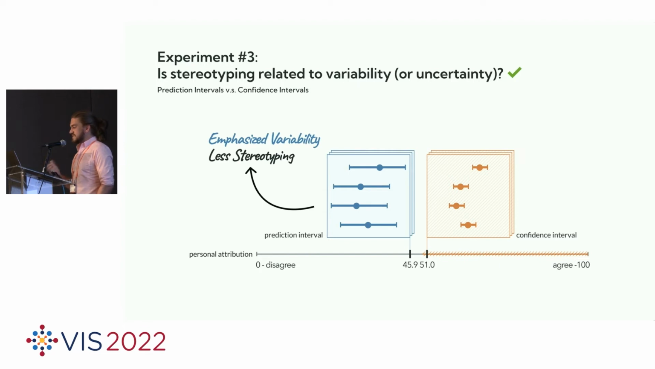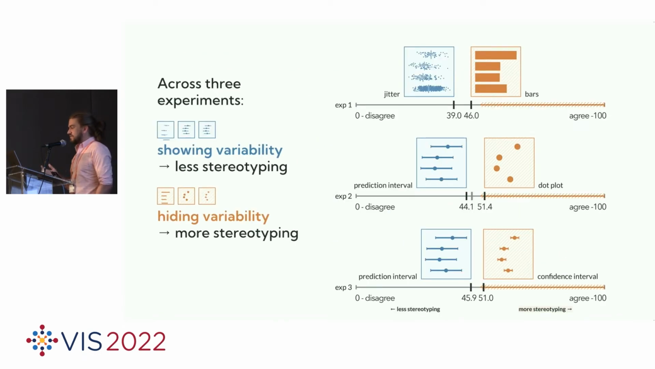This suggests that just seeing uncertainty isn't enough to impact personal attribution. Instead, it's about seeing the full variability in the overlapping outcome ranges. So again, in all 3 experiments, the chart types showing variability and the long overlapping ranges reduce stereotyping relative to the charts that only show between group differences.